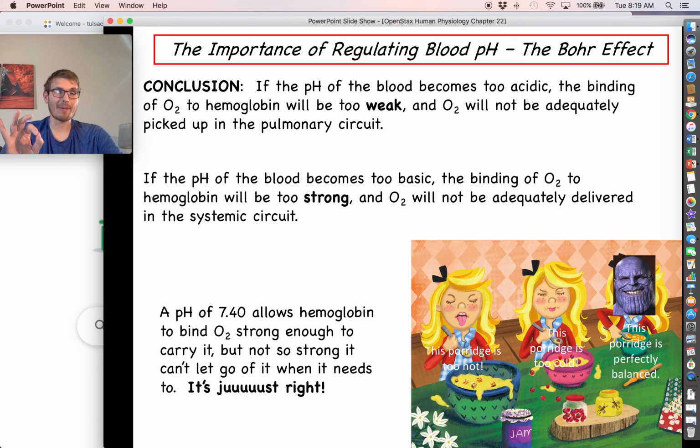But if you consider a pH of exactly 7.4, think of it as a Goldilocks scenario. This porridge is too hot, this porridge is too cold. At a pH of 7.4, the porridge is just right. This allows hemoglobin to bind oxygen exactly strong enough to carry it around, but not so strong that it can't let go of it when it's time to deliver it. It's just right, or as Thanos would say, it is perfectly balanced.